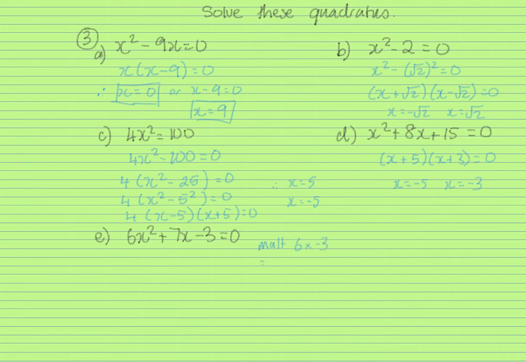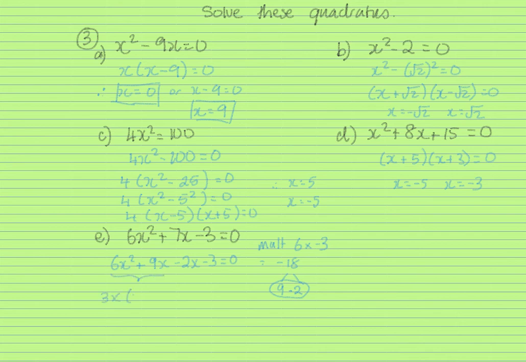With E, I'm going to multiply 6 and minus 3 because it's a non-monic quadratic. This is what I do. I think of the factors of minus 18 that add to 7. So I'm thinking 9 and negative 2. I'm now going to break up that 7x into plus 9x minus 2x. So I'm writing everything else the same, but I'm replacing the 7x with 9x and minus 2x.